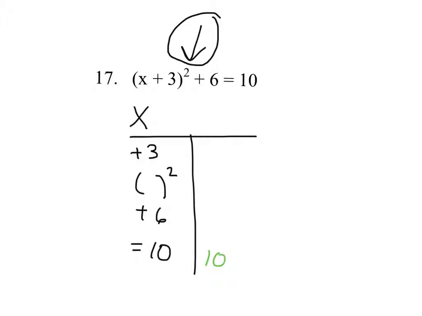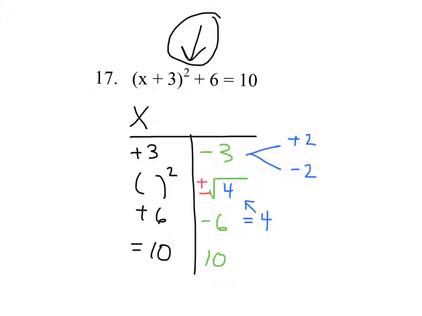Perfect. On the inverse side, 10. Opposite of plus 6 is minus 6. Opposite of squaring is square rooting. Opposite of plus 3 is minus 3. I'm going to draw in that plus or minus so I don't forget. And now I'm going to solve. 10 minus 6 is 4. Square root of 4 is plus or minus 2.